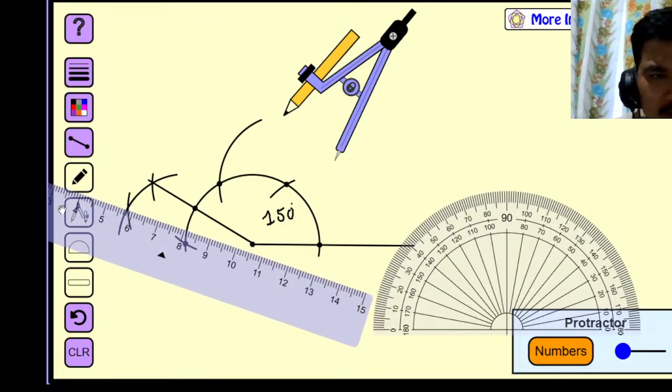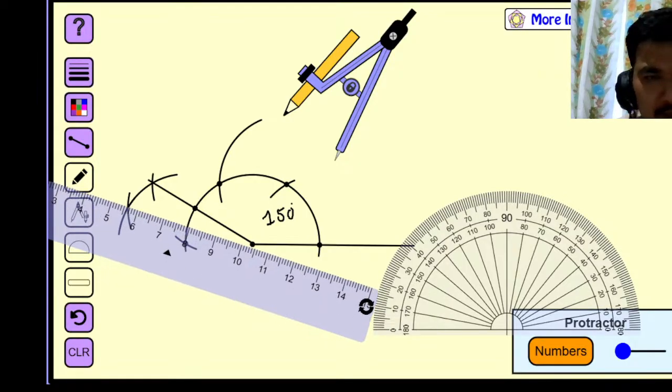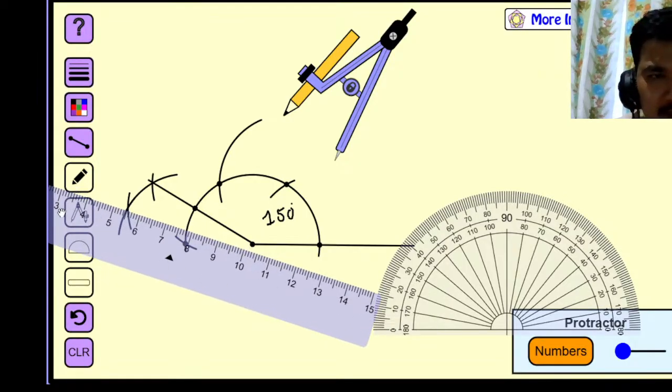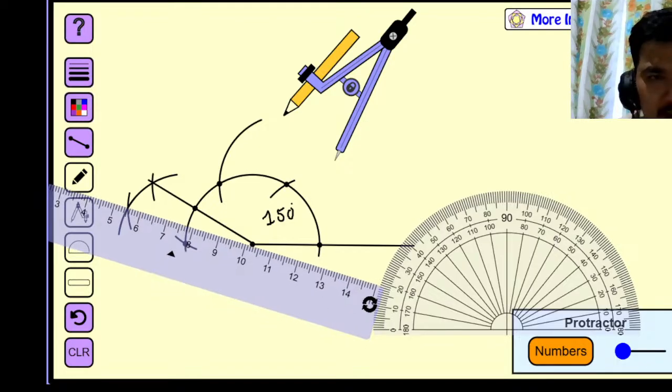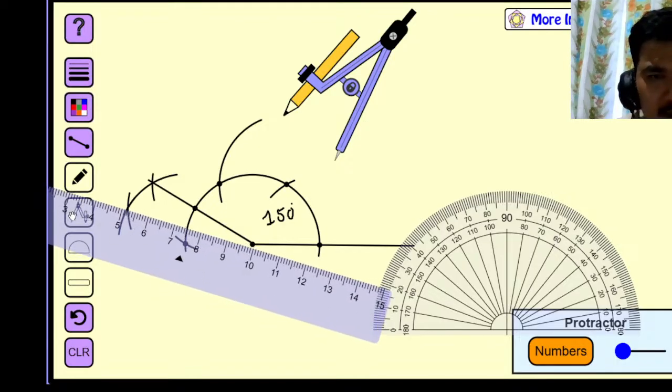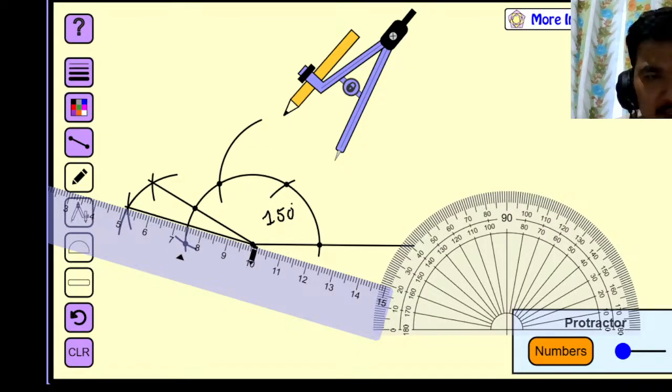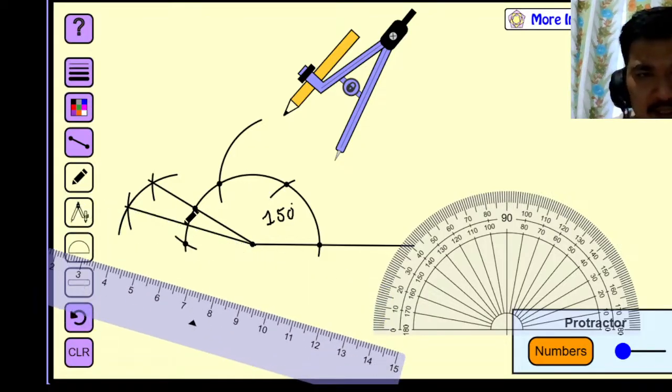Join it like this. If you join this one angle, this is the whole angle, this is 165. But when you cut from this 150 and 120, this will be 135.